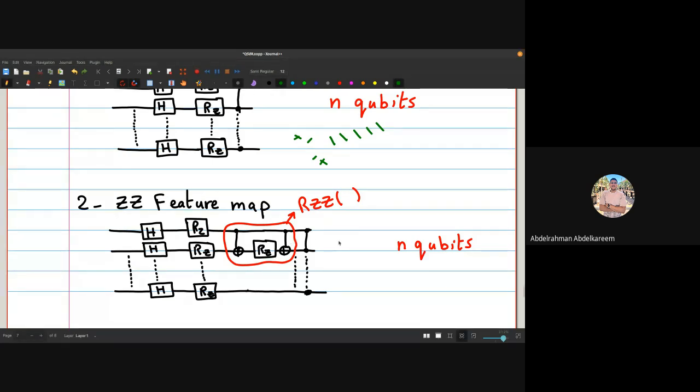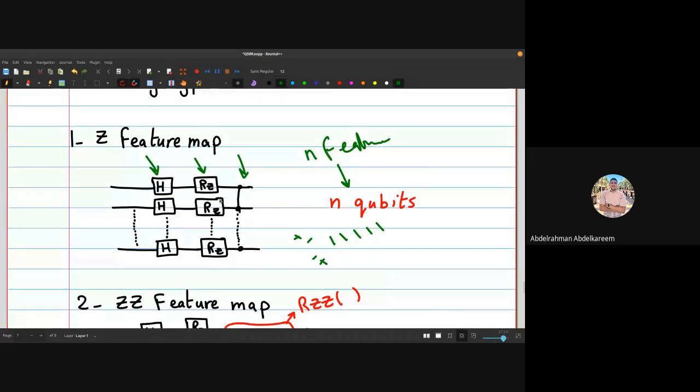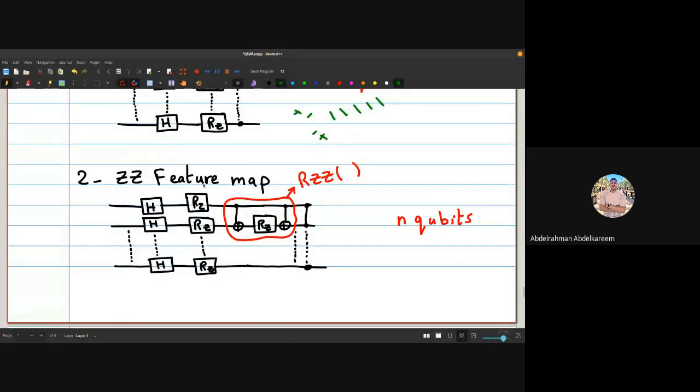There is another more effective way to encode the data, which leverages superposition and entanglement. If you take a look at the Z feature map, you will find that there is no entanglement. But the ZZ feature map uses another gate, which is called the RZZ gate. When we decompose it, it's a CNOT, then a rotation RZ gate, then another CNOT. So this is called the RZZ gate.